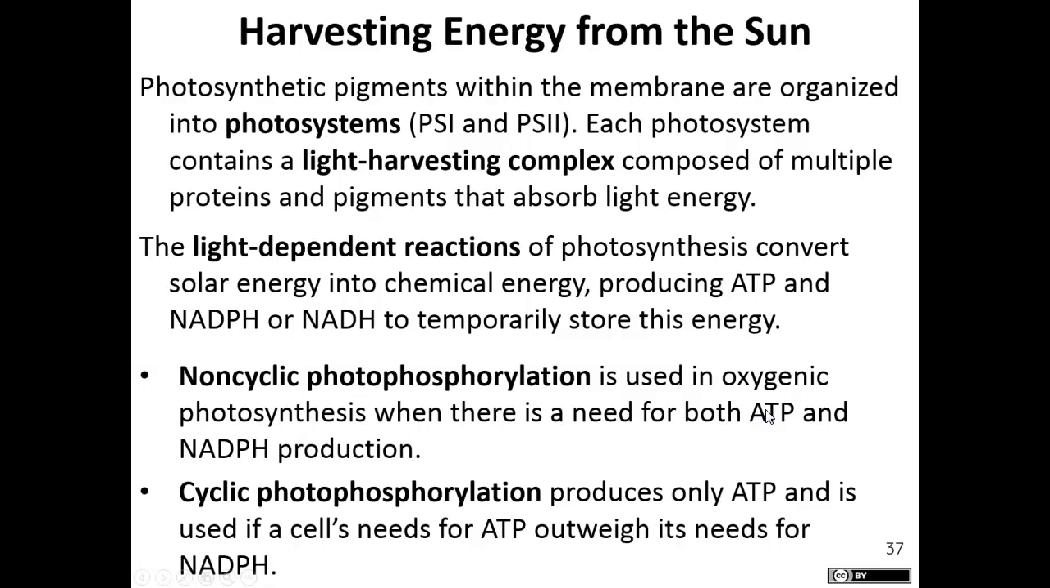So the different types of pigments are going to be found organized together in photosystems. In eukaryotes, these photosystems are found within the chloroplast, but in prokaryotic organisms, they're going to be found within the cytoplasmic membrane.